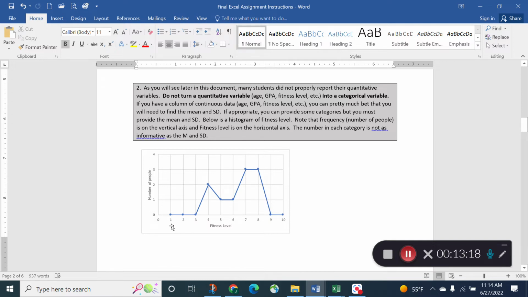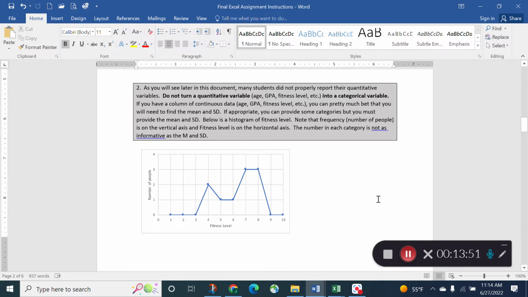So the way that we would read this is that no one said that their fitness level was 1, 2, or 3, but 2 people said that they had a fitness level of 4. One person said they had respectively a fitness level of 5, and one person 6. And then 3 people said fitness level of 7, 3 people said fitness level of 8, and then 0 people said 9 or 10. So this is fine. And essentially, this is a histogram because frequency or number of people is on the vertical axis.